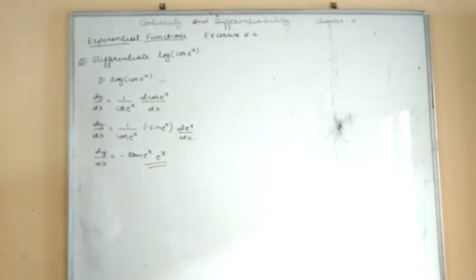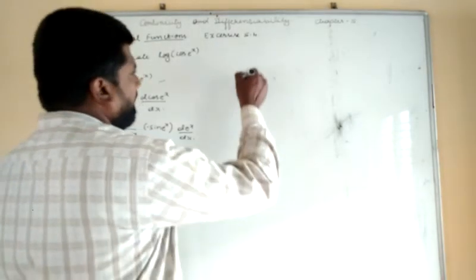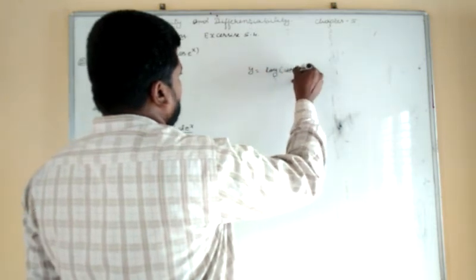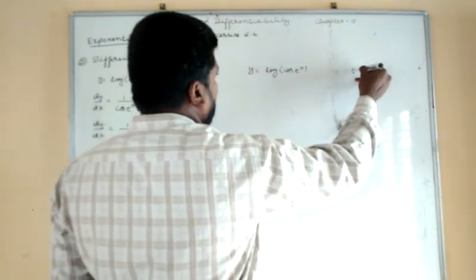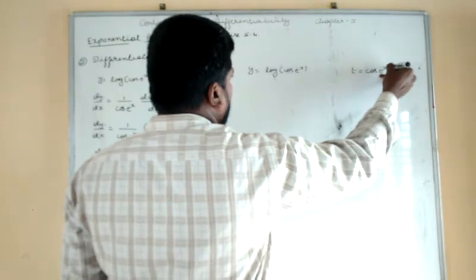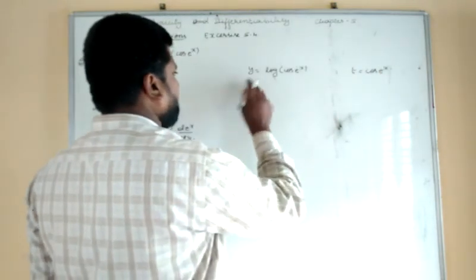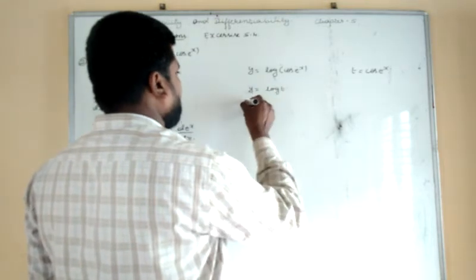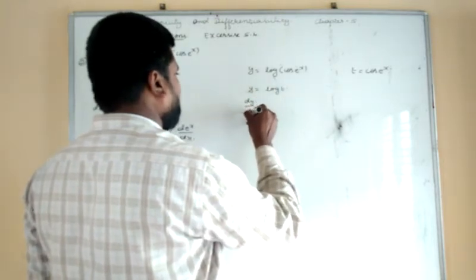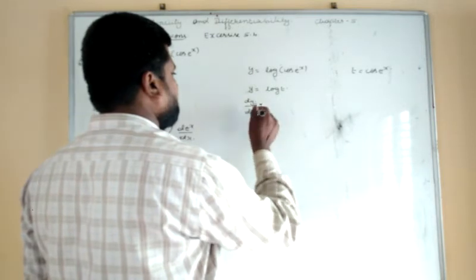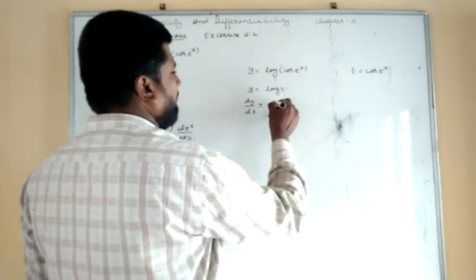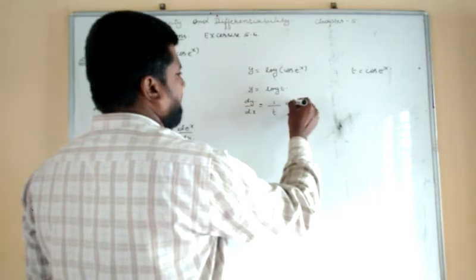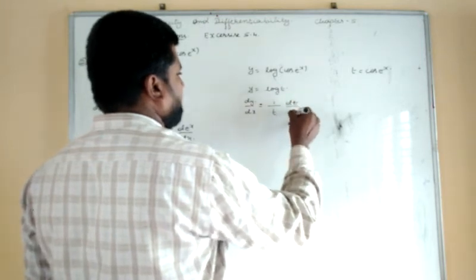Okay, you can solve this problem by a substitution method. y is equal to log of cos e to the power of x. Let t is equal to cos e to the power of x, and y is equal to log t. Differentiation of y with respect to x is equal to log t differentiation, which is 1 by t dt by dx.